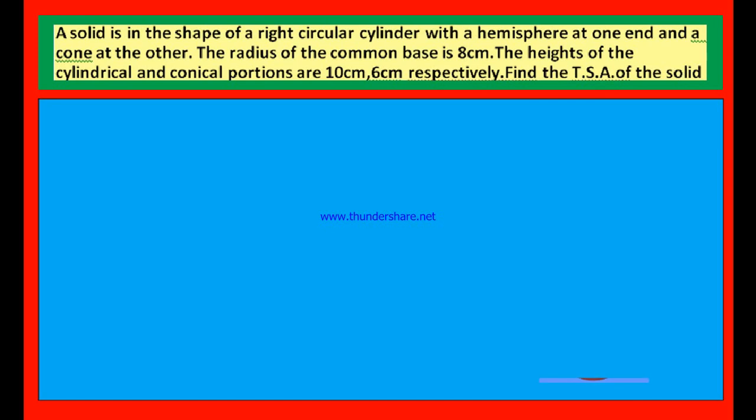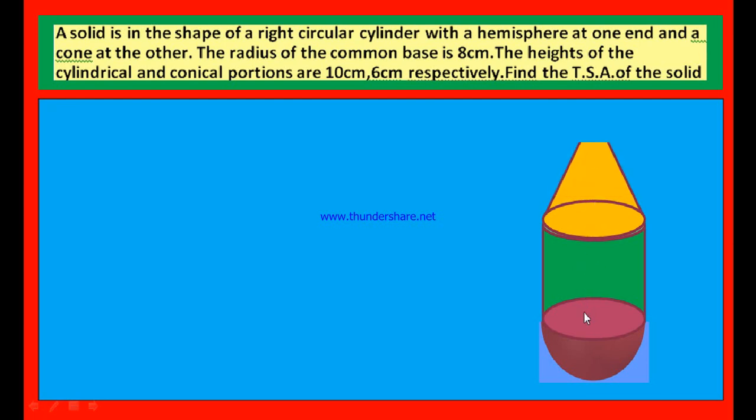Now, in order to solve this, let us draw the diagram for it. Here we have a cylinder, and for this cylinder, on one side we have a conical portion and on the other side there is a hemispherical portion. This is the hemisphere, and the cylinder is over the hemisphere, and on the other side of the cylinder we have a cone. This is the diagram. For this cylinder, one side has a hemisphere and the second side has a cone.